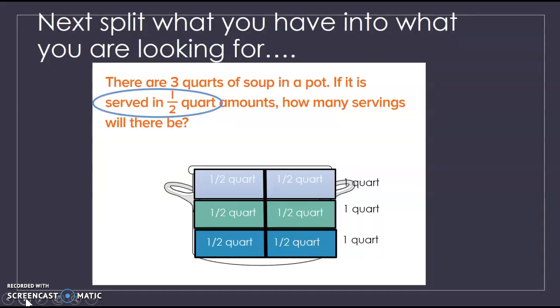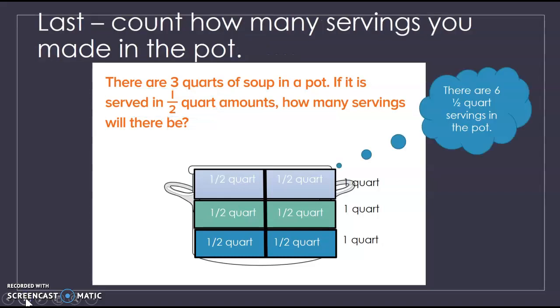So I'm going to take each of my quarts and split them into the 1/2 quart serving size. So I took each of the quarts, I split them into half-size servings. So now how many servings did I end up making? So I had 3 quarts, I split them into 1/2 quart sized servings. How many servings do I have altogether? I end up with 6 1/2 quart servings. So you can see I have 6 pieces there, 6 portions of soup. So I started with 3 quarts. I split it into half-size pieces to end up with 6 1/2 quart servings.